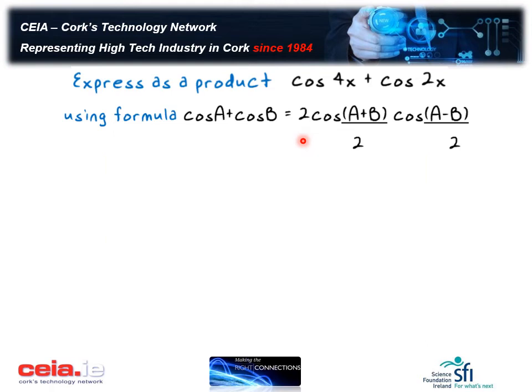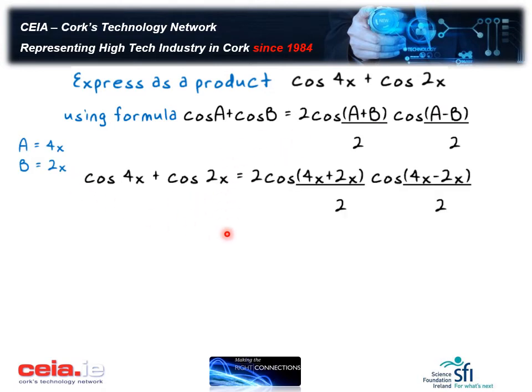Now that you have that down, it can be useful, so that you avoid making silly arithmetic mistakes, to write down which is A and which is B. It just helps a little bit. So in this case, A is 4x and B is 2x. So just substituting in then for A and B.